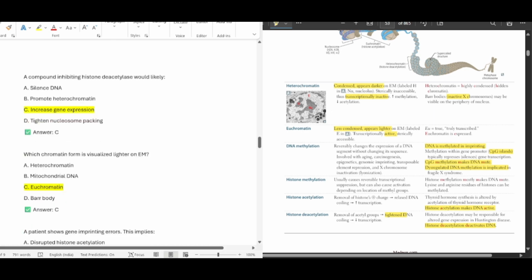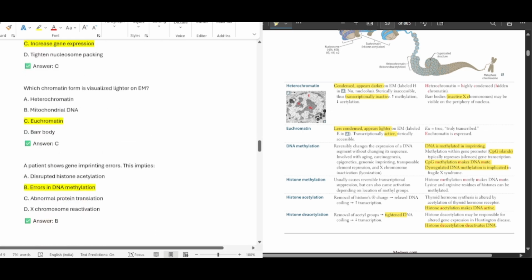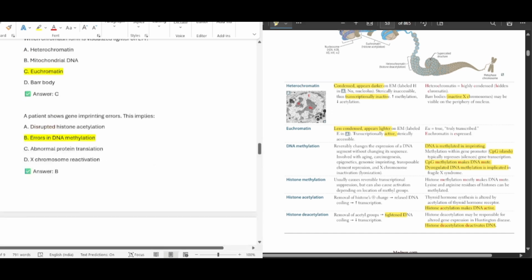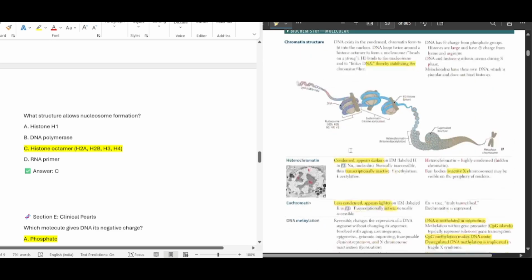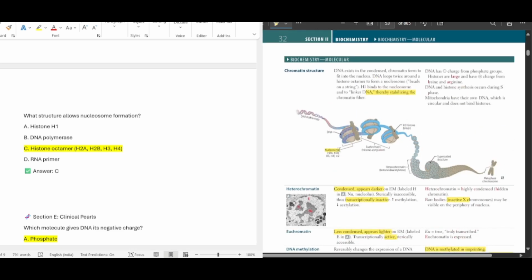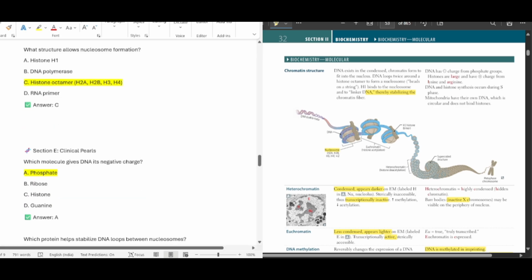We have already discussed that. A patient shows gene imprinting errors, so this implies errors in methylation. Which structure allows nucleosome formation? This is what the nucleosome is about: H2A, H2B, H3 and H4. Except H1, everything else is involved in nucleosome formation.